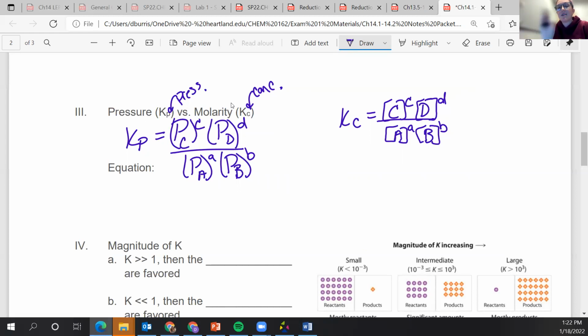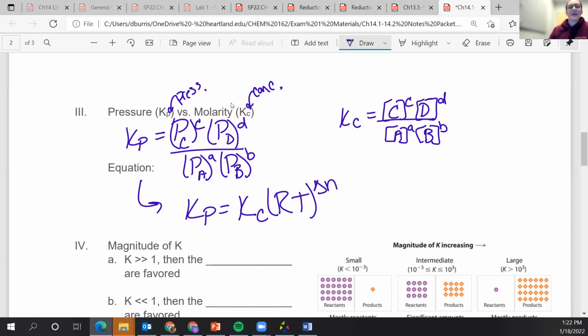Now, Kp and Kc are not necessarily exactly the same number. They have a relationship, and this is the equation you will have to be able to use, and that is Kp equals Kc times RT, there's that gas constant, to the delta n power. Now, R in this case, you do have to use the 0.08206 number because Kc is in concentration, it's molarity, so moles per liter. And this has liters and moles in it. So the only way to get this one to work is use the correct R.